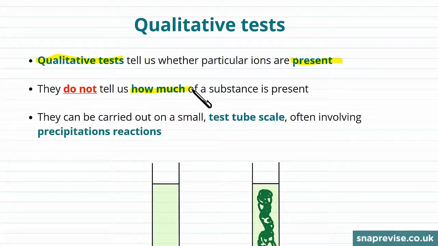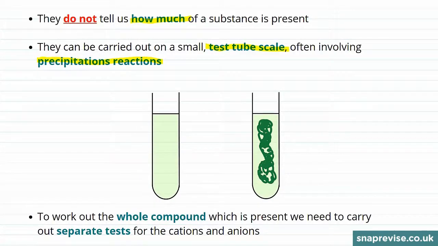A good thing about most qualitative tests is that they can be carried out on a small scale, so we can do these tests in test tubes in the labs. They often involve precipitation reactions, which is why what we learned in the last part of this video is so useful. The precipitation reactions that we studied in the last part, so for example here we have a green precipitate being produced from a green solution, so that could be chromium or iron. Further tests would be needed.